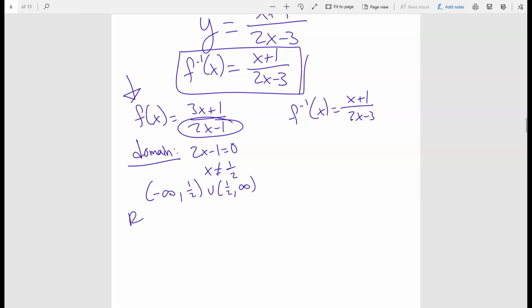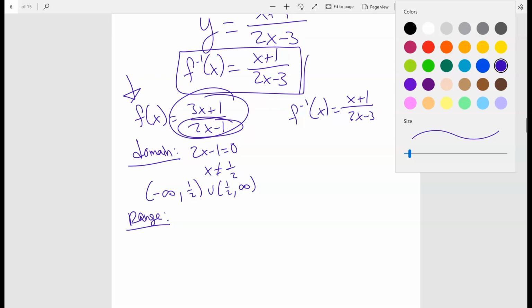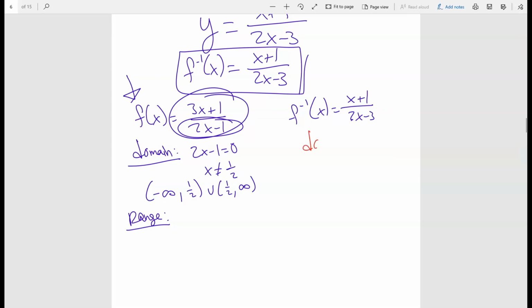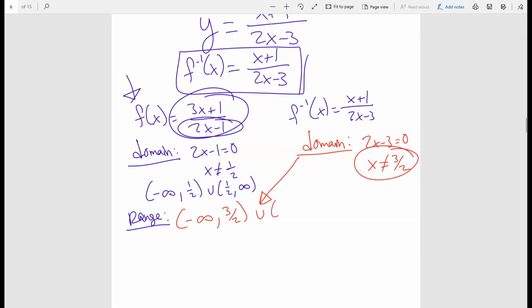Now, what about if I wanted to know the range? Well, I would have to graph this. But now that I have the inverse, I don't have to graph it because I can just find the domain of this guy, because the domain of the inverse is going to give me the range. So the domain of this guy is found by setting this equal to 0. So x in this case cannot be equal to 3/2, which means that the domain is negative infinity to 3/2, union 3/2 to infinity.